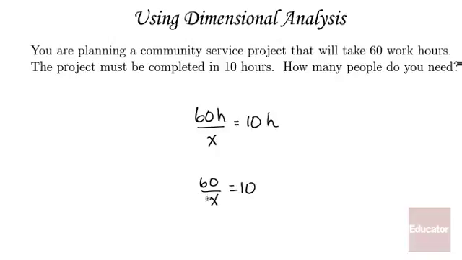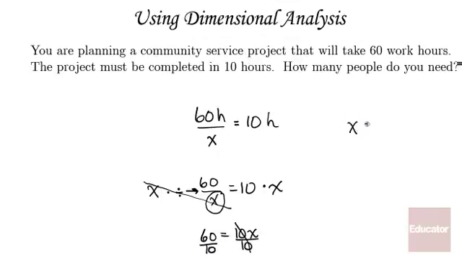So to solve, you're going to first perform the opposite operation to get x up to the top. So the opposite of dividing by x, remember that this line means divide, is to multiply by x. So x over x will cancel out to 1, leaving you just 60, and then 10x. And next, you're going to continue with the inverse operation and divide by 10 on both sides to isolate the x, and x will equal 6. So how many people do you need? You need 6 people. They will be working at 10 hours apiece, and 6 times 10 will give you the 60 work hours.